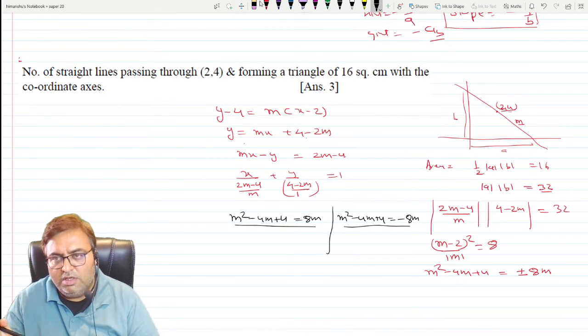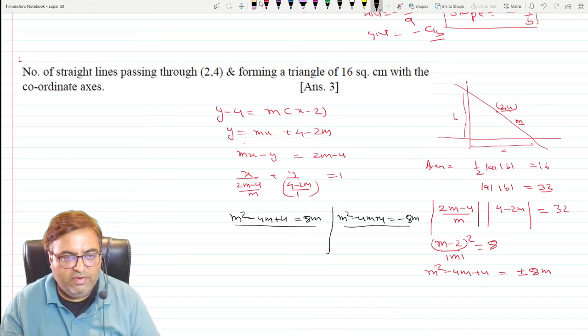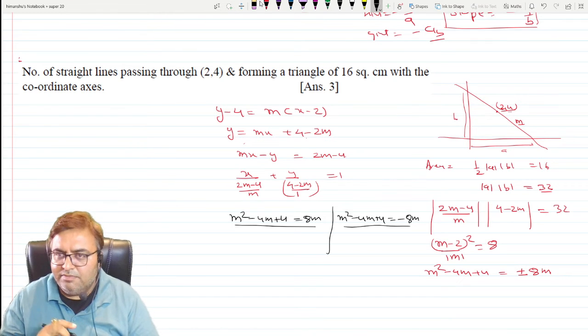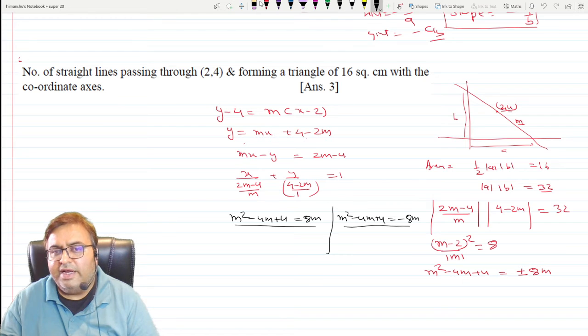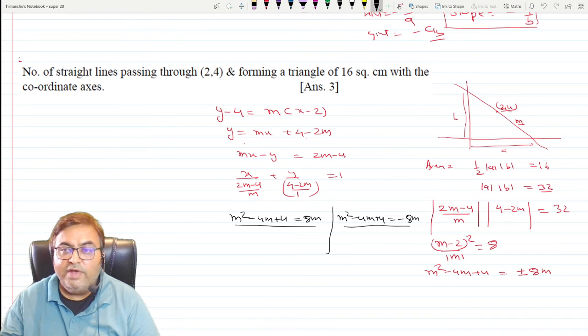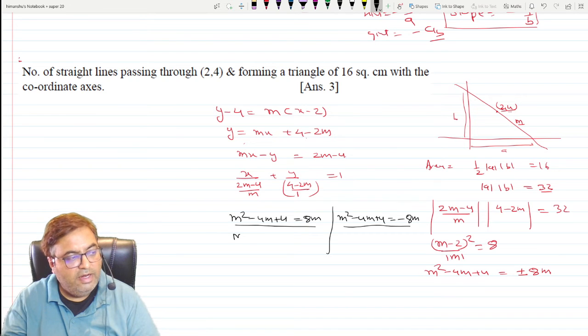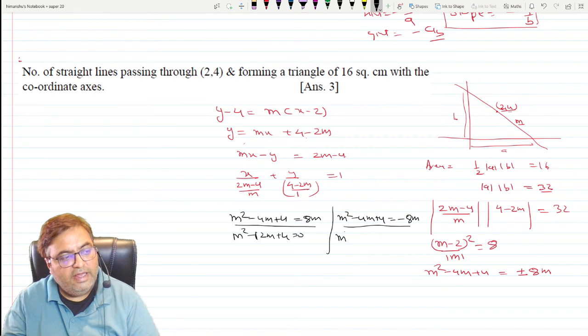2 quadratics. Now every real value of m will give you one line. So number of straight lines will depend on what? Number of real values of m we will be getting. Okay, so you see over here, you will be getting m square minus 12m plus 4. Here you will be getting m square plus 4m plus 4. Here d is greater than 0, but here d is equals to 0. So here you will be having exactly one root, that is minus 2.